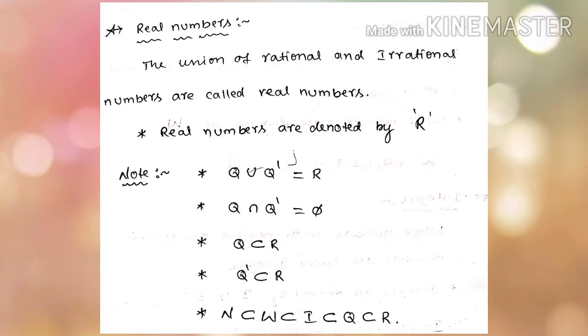Q intersection Q dash is equal to phi, because there are no common numbers between them, and Q is a subset of R. Rational numbers are a subset of real numbers, and Q dash, irrational numbers, are also a subset of the real numbers. Natural numbers are a subset of whole numbers, whole numbers are a subset of integers, integers are a subset of rational numbers, and rational numbers are a subset of real numbers. This is the first slide for you. The next slide.